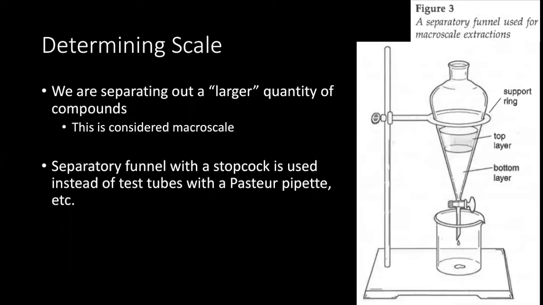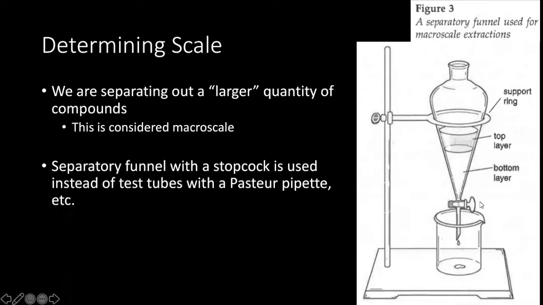So your lab book has a little bit about determining scale. Effectively, the size that we're working with today is considered larger quantities, and so it is called macro scale. The main difference in determining scale is what glassware you would use. For macro scale, you are going to use separatory funnels. Our separatory funnels are actually fairly small. These can get to be quite large and be working with almost liter amounts of solvent or multiple liter amounts. The separatory funnel is illustrated in figure 3 over here on the right of the slide.